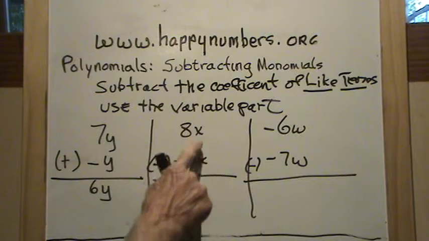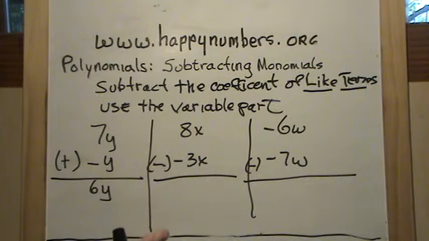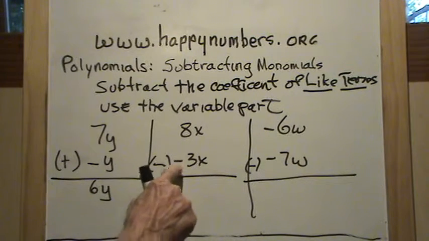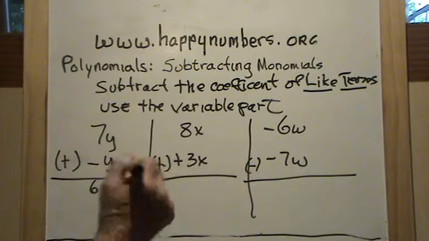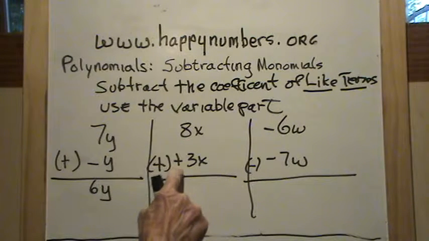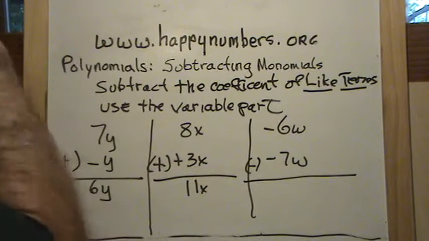We have like terms because the variable parts are the same, so I can subtract them. Now, if I'm going to subtract, I change the sign of the bottom number, so the negative becomes a positive, and I add. And so now I have 8x plus 3x, which would give me 11x.